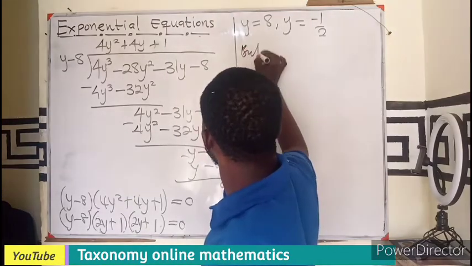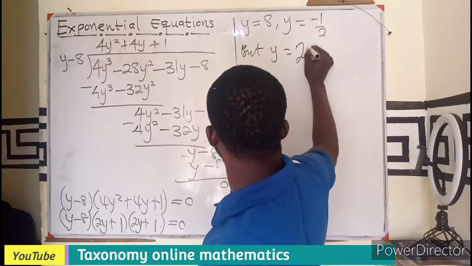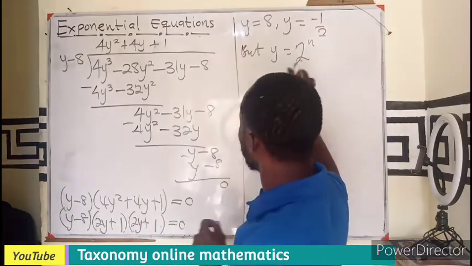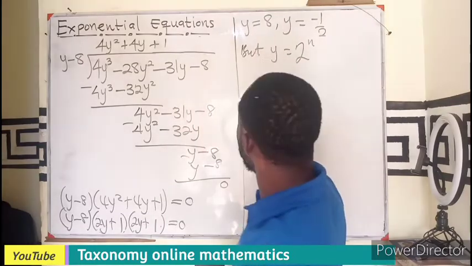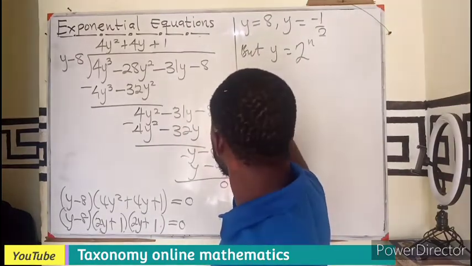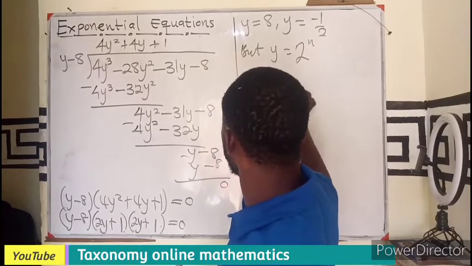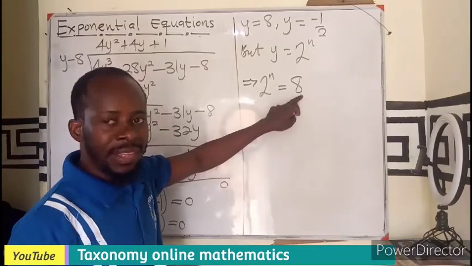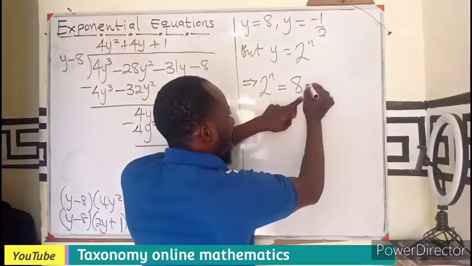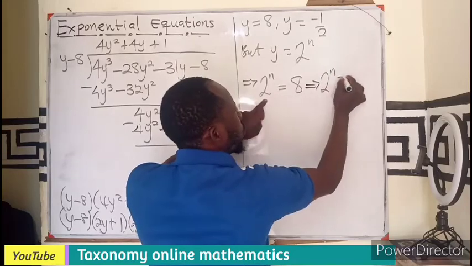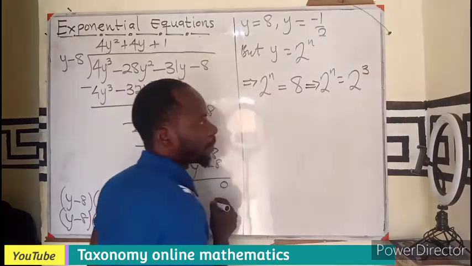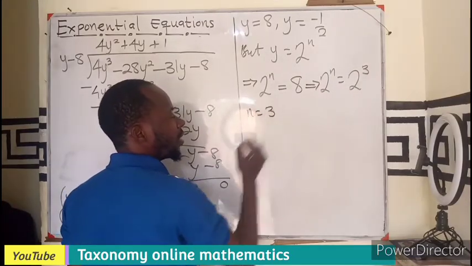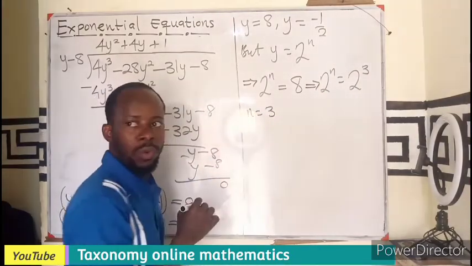But we know y equals 2 exponent what? n. If y equals 2 exponent n and y is equal to 8, it implies that your 2 exponent n is going to be equal to 8 as the first instance. Can we break 8 into base 2? Yes. We can have that to be 2 exponent what? 3. Meaning, if the bases are the same, then n is going to be what? 3.